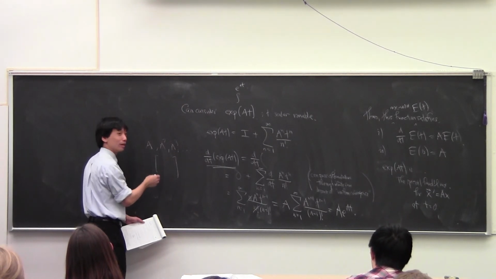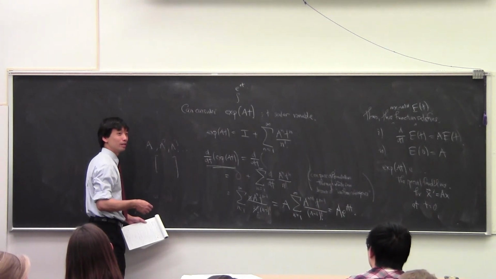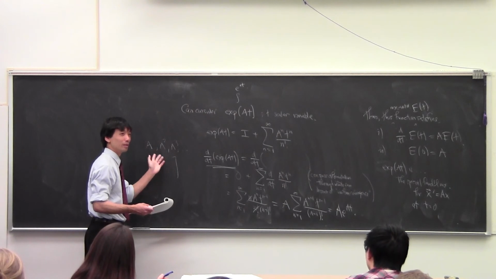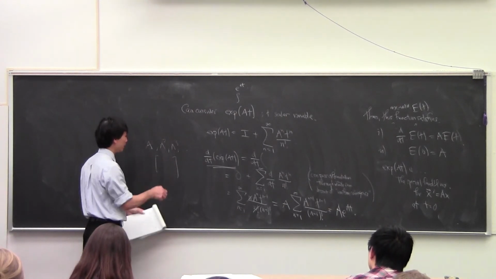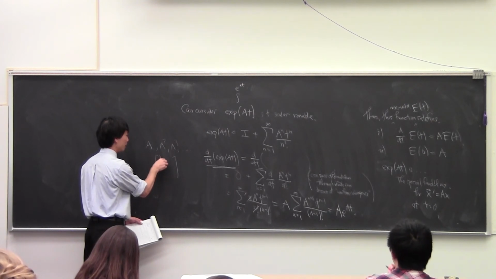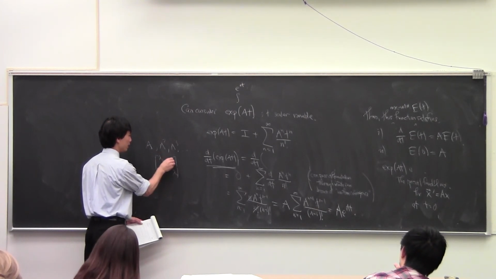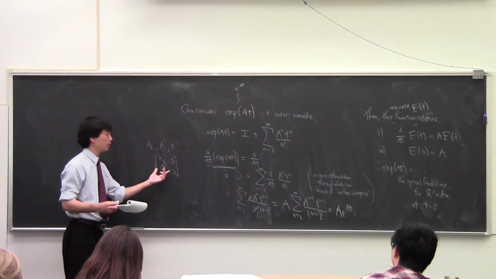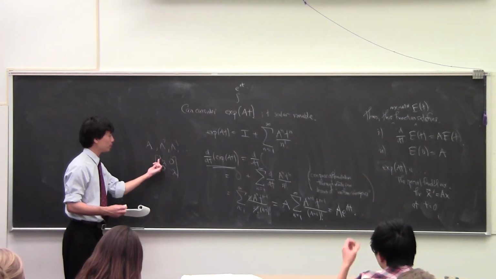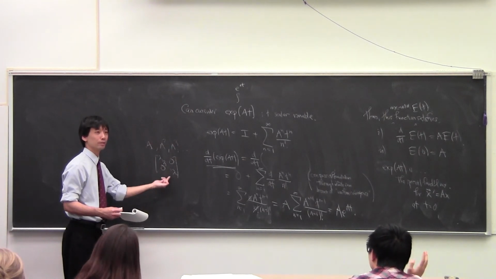What if you have either diagonal or triangular? Diagonal, triangular. I think triangular is still not going to be so simple, but certainly diagonal. If you have some values, lambda 1, lambda 2, lambda n here, and you take powers of this, the powers are just going. When you take powers, it just amounts to taking powers of these entries.